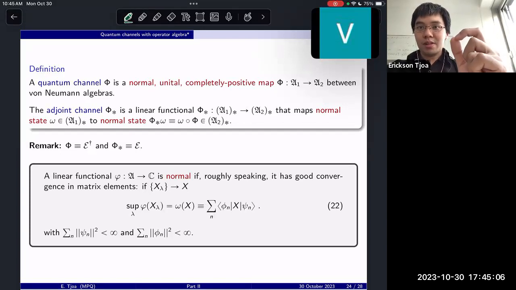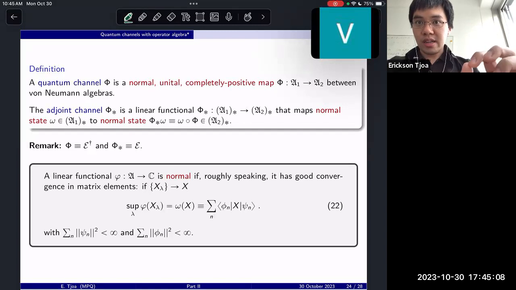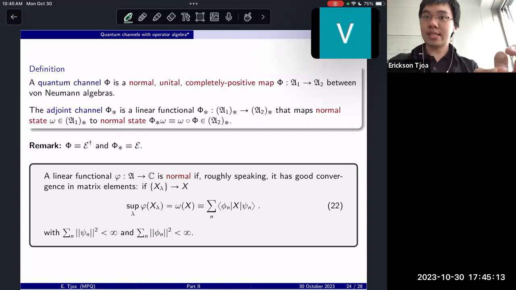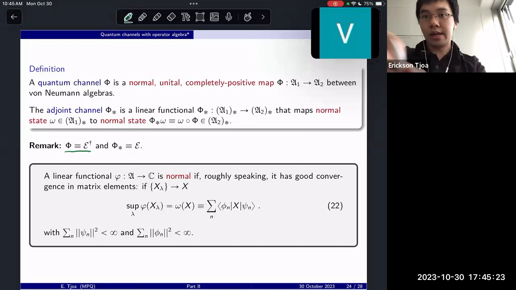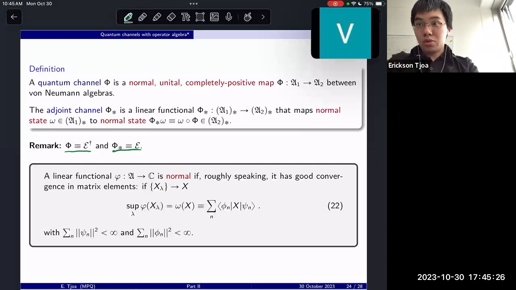In the language of operator algebras, a quantum channel is a map between algebras, so the adjoint is actually a map between states. You can see in the remark I put here that the quantum channel on the von Neumann algebra would have corresponded to the adjoint channel in the usual language, and vice versa. But the crucial thing is that the adjoint channel of the algebraic quantum channel maps normal states to normal states. Normal states are those that have good convergence properties at the level of matrix elements, and you really need this to do quantum mechanics properly.